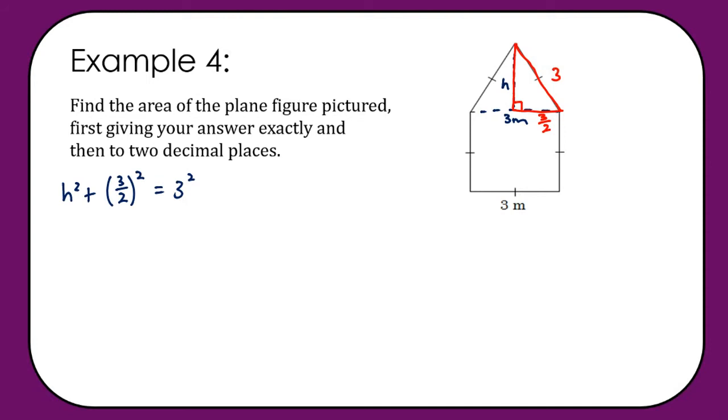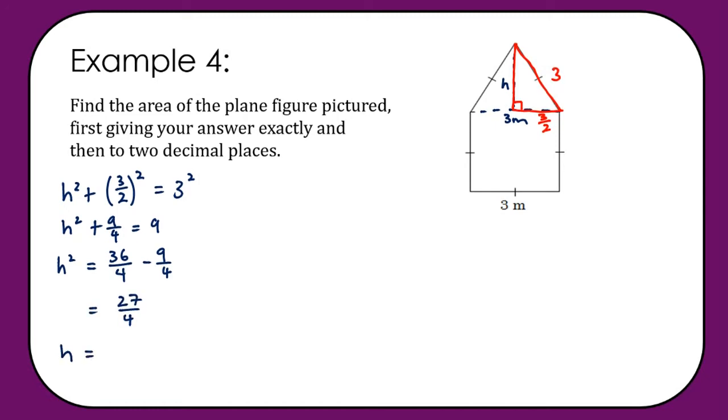We're just squaring the numerator and squaring the denominator. So we have h squared plus 9 on 4 equals 9. So that is h squared equals, now I'm going to need a common denominator there, so 9 is 36 on 4, take away 9 on 4. And so that is 27 on 4.